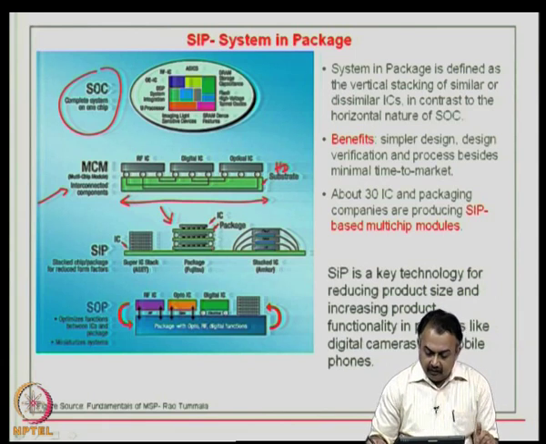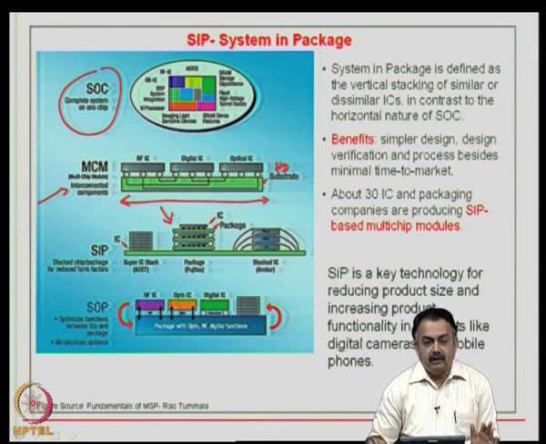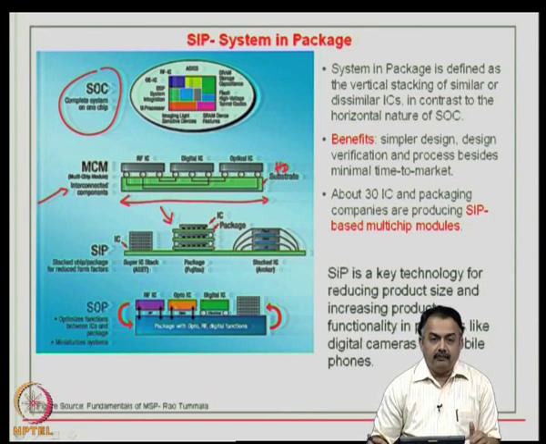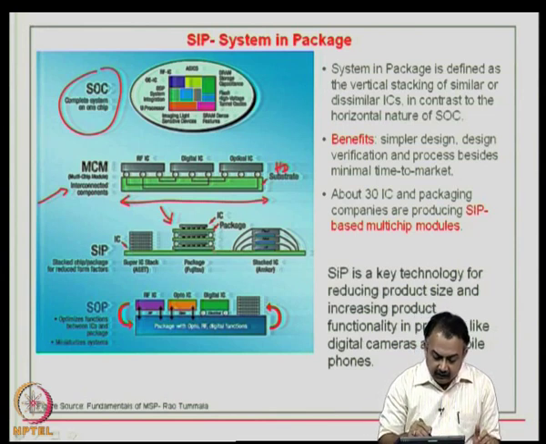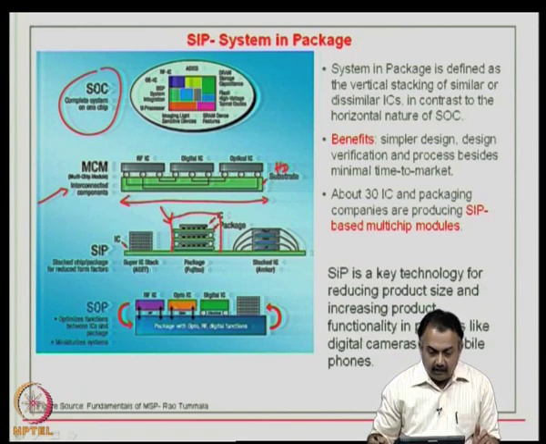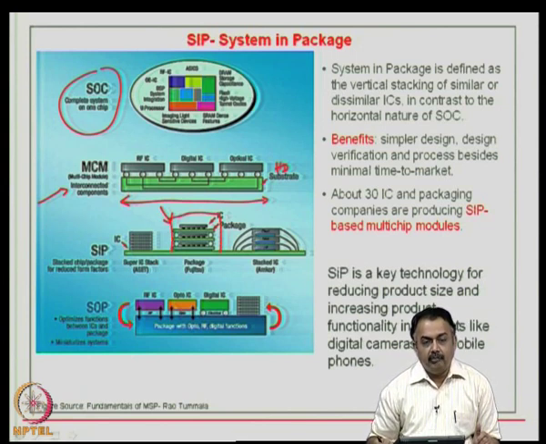And then we have system in package. Basically it is a very key technology for reducing product size and increasing product functionality, which is not possible, for example, with an MCM type of structure, or if you want to reduce the overall package size. So, this comes as a package. There will be a definite encapsulation that will be done after the various dies are joined together and interconnected. And these are typically used for small products, handheld products like mobile phones, digital cameras and so on.